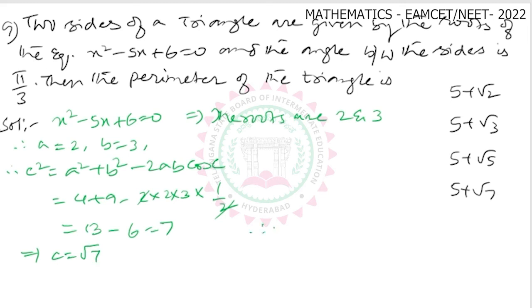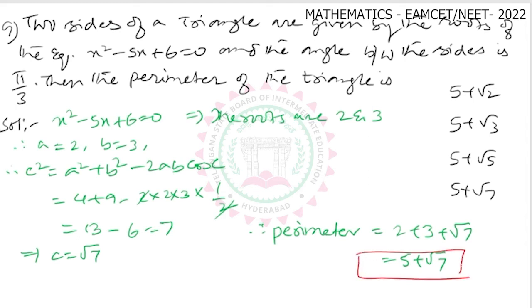Therefore, the perimeter of the triangle is nothing but the sum of the sides, that is a plus b plus c, that is 2 plus 3 plus c, that is 5 plus root 7. Is it clear? So, what is my option? That is the fourth option, that is 5 plus root 7.